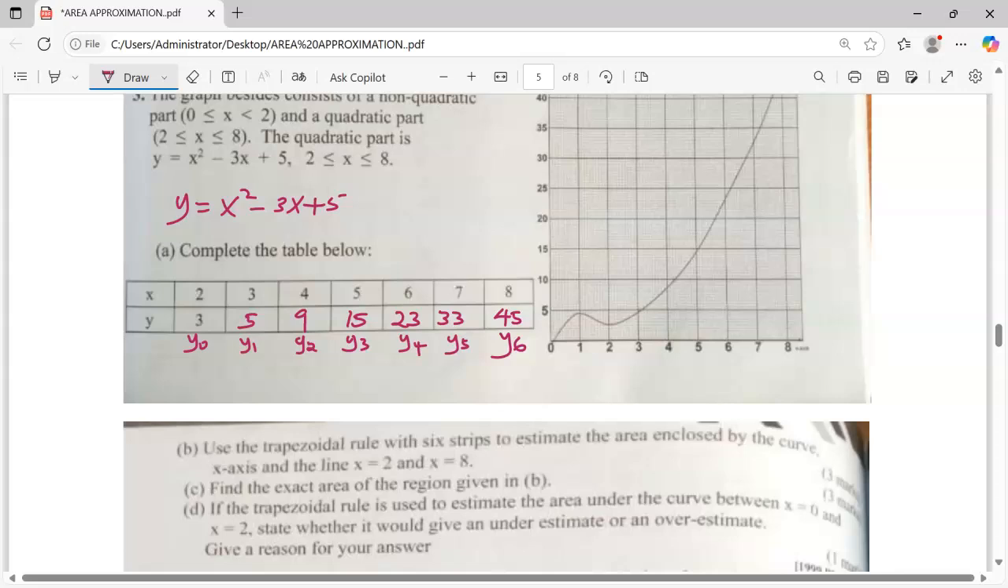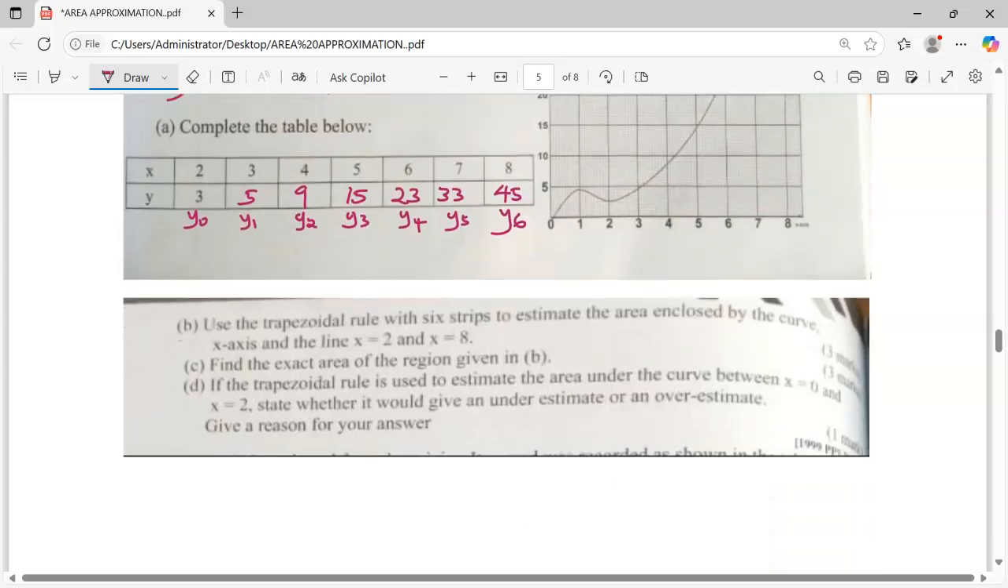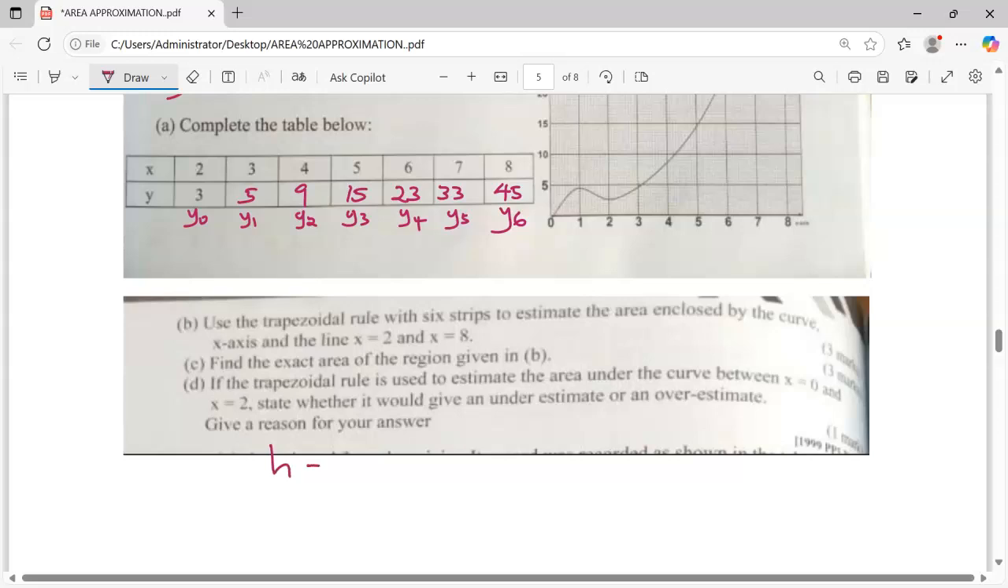Remember part B of the question. Use the trapezoidal rule with 6 strips to estimate the area enclosed by the curve, x-axis, and the lines x equals 2 and x equals 8. We are going to start by getting the height. Using the trapezium rule, the first thing is to get the height by taking the maximum value of x, which is 8, minus the minimum value of x, which is 2, divided by the number of strips. We are supposed to use 6 strips here. 8 minus 2 will give us 6. 6 divided by 6 will give us exactly a height of 1 unit.